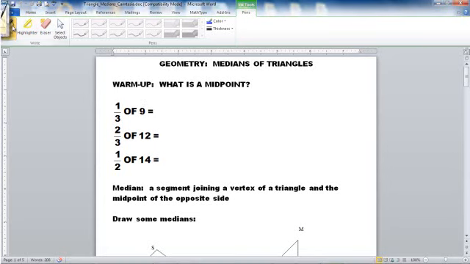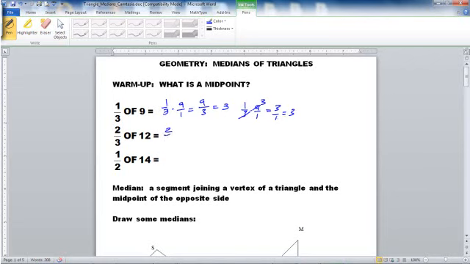1/3 of 9. Now remember, I can write 1/3 times 9. I can make 9 over 1. So 1 times 9 is 9, 3 times 1 is 3, and 9 divided by 3 is 3. Or you can do 1/3 times 9 over 1, and 3 goes into 9 3 times, and then 1 times 3 is 3. 1 times 1 is 1, and then 3 divided by 1 is 3.